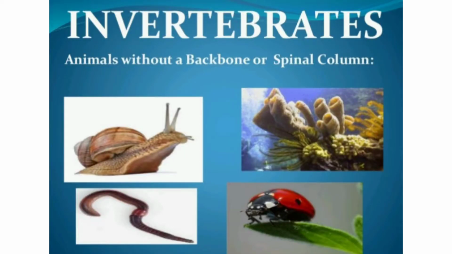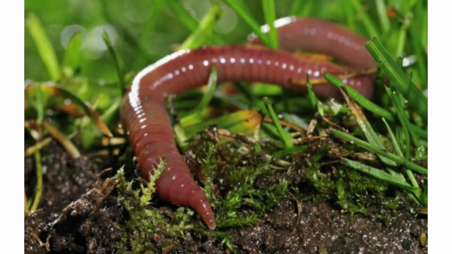What we have learned in the last class? We have learned about invertebrates and some examples of invertebrates. Snails, slugs, earthworms are some examples of invertebrates. Okay. Which is the respiratory organ of earthworm? Skin.